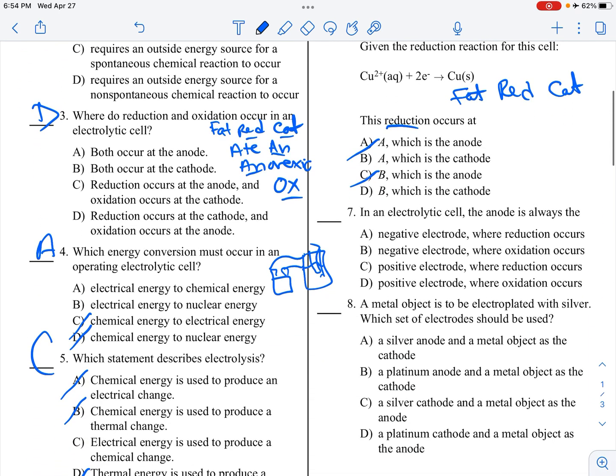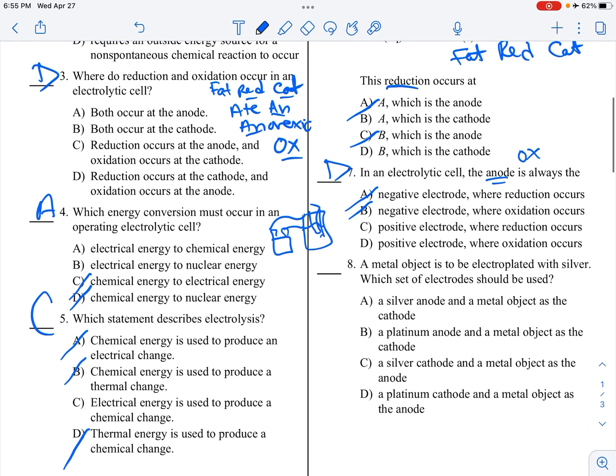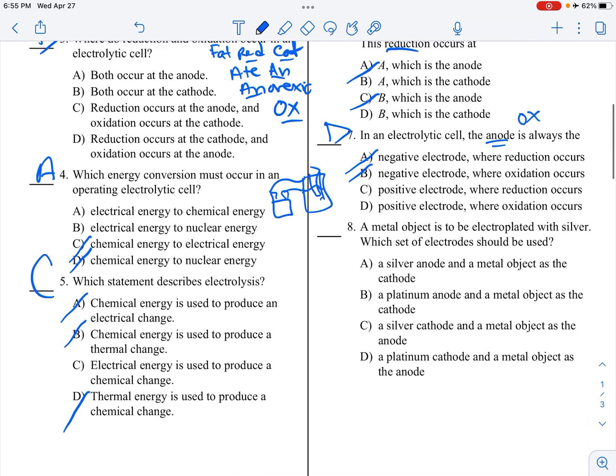In an electrolytic cell, the anode is always, okay. So remember, the anode is negative in a voltaic cell, and so it will be flipped this time. We're forcing it to happen this time. So it's a positive electrode. But remember, anode is always oxidation. So an ox still exists. So 7 is D. So remember, it is flipped. It's forced to happen, so that's why it's positive this time.